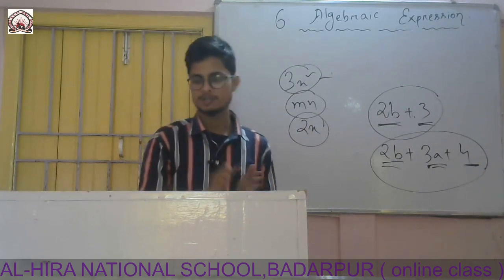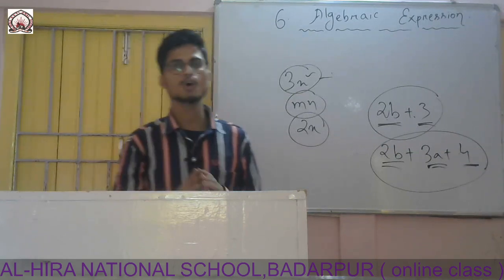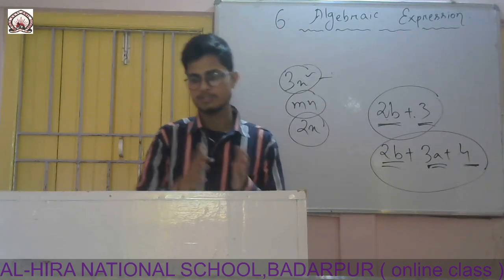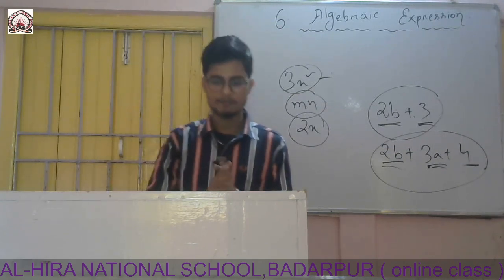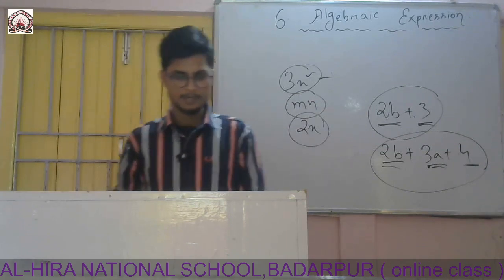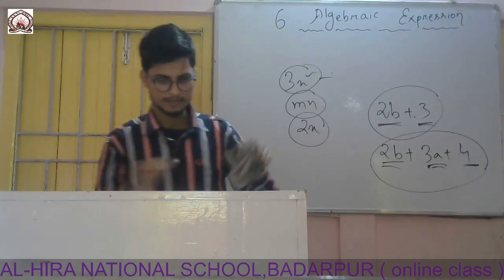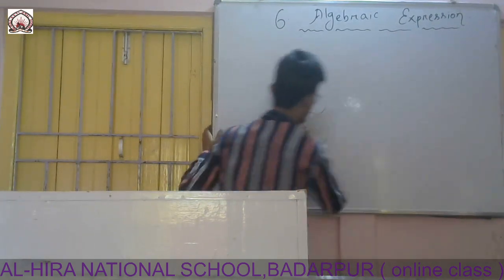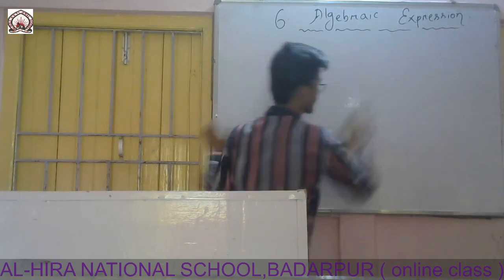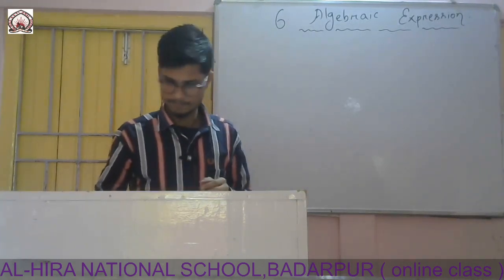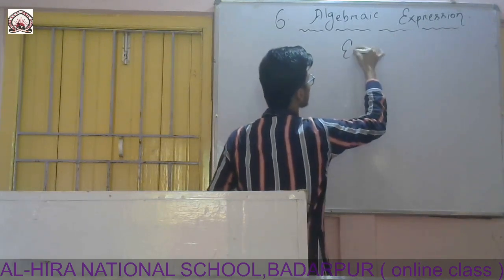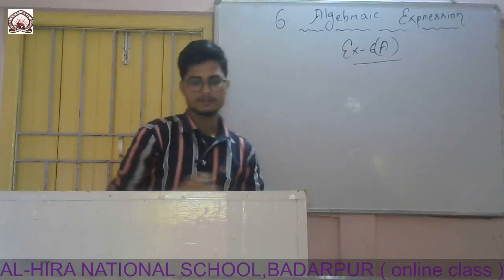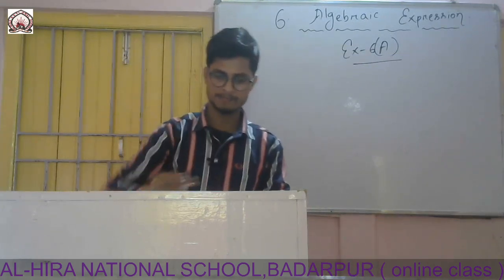If any expression is made up of two or more terms, it is known as a polynomial. So both binomial and trinomial are special types of polynomials. Okay. So now let's begin the exercise. Exercise 6a. So the first question is to identify monomials, binomial and trinomial.